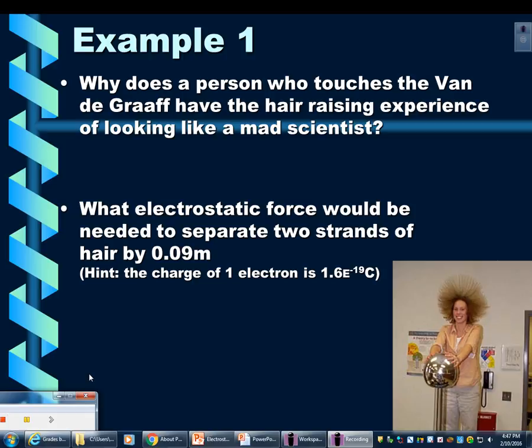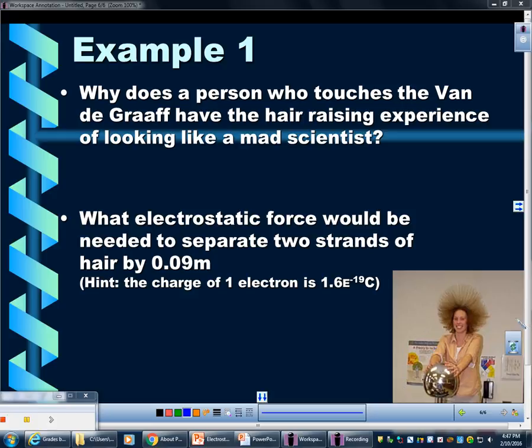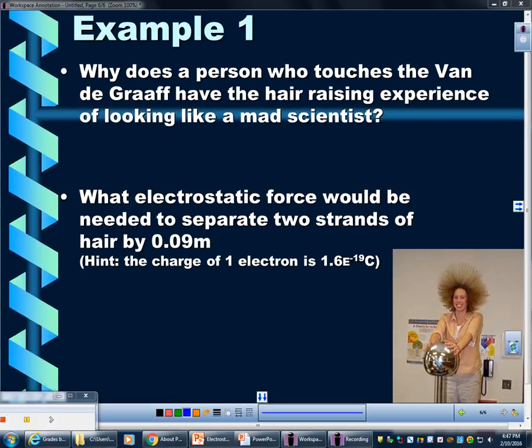A Van de Graaff is a device that we can use to create electrostatic forces. On a Van de Graaff, the charges are going to build up on the sphere and then pass to whatever touches it. In this case, the charges are all going to be similar in charge. So we have a bunch of electrons passing from the Van de Graaff to the person. Remember, electrons are the only things that move in terms of the atom. So I've got all these electrons spreading out, pushing against each other, repelling each other, trying to spread out, so people's hair tends to stand on end and look really crazy.